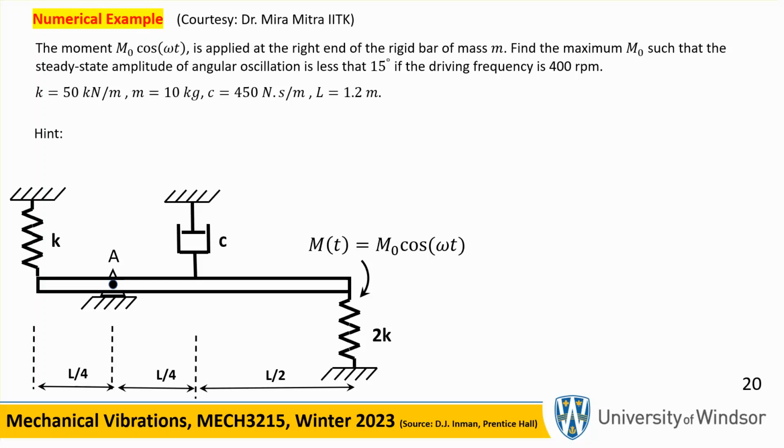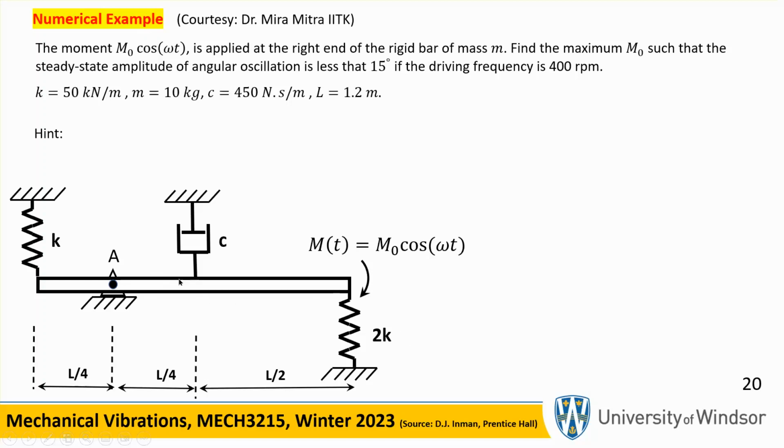So we have a setup like this, pivoted here, damper there, spring here, spring there, and of course we're subjecting this thing to a sinusoidal harmonic loading. But the loading is not a force, it is a moment. So what this tells you is that the easiest way to do this problem is to turn everything in terms of the change of angle of that bar, which is theta, right?